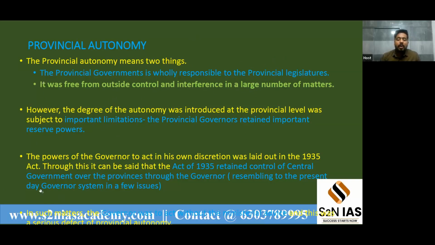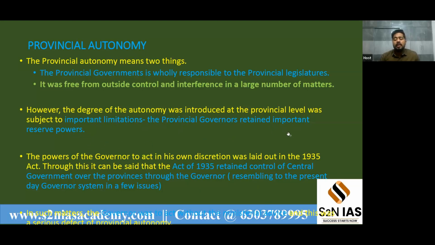It was free from outside control and interference in a large amount of matters. So it is free from outside control. Now the governments at provincial levels are mostly, 60 to 70%, responsible to the state government itself. However, the degree of autonomy introduced at the provincial level was subjected to important limitations. The provincial governors retained important reserve powers.